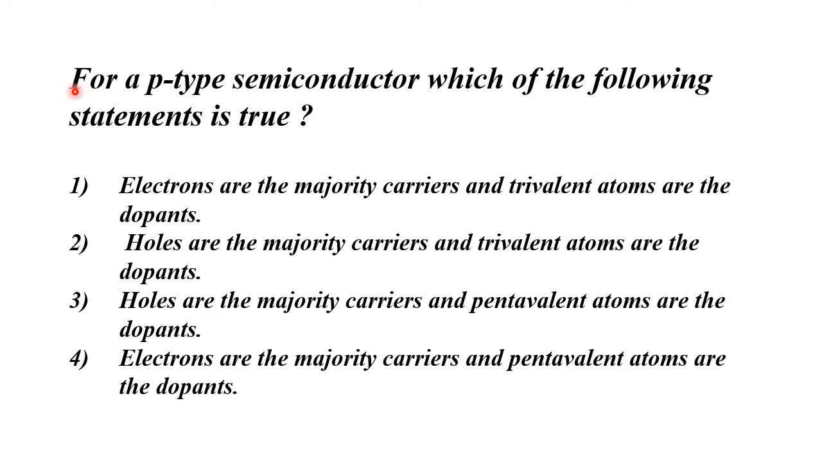Here the question is, for a p-type semiconductor, which of the following statements is true? Before answering this one, we want to know why we can call some type of semiconductor a p-type semiconductor and some type an n-type semiconductor. What are the dopants we are adding in those semiconductors? We are just going to discuss this now conceptually.